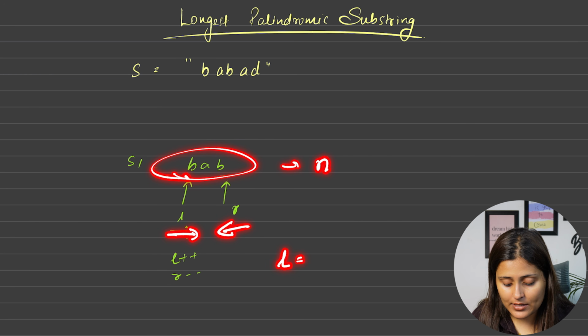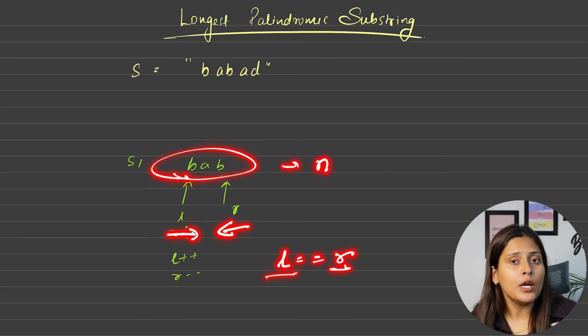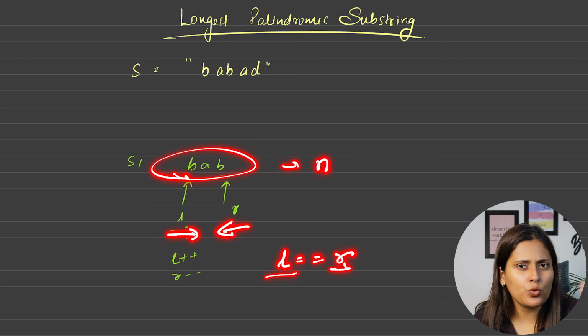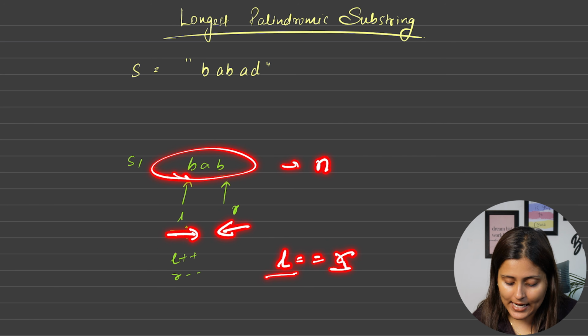until left is equal to right. Why? Because when left and right are equal, they point to the same index, a single element, so there is no need to check. Even if you do check, I will stop when they cross each other, correct? I can say that. Yes.